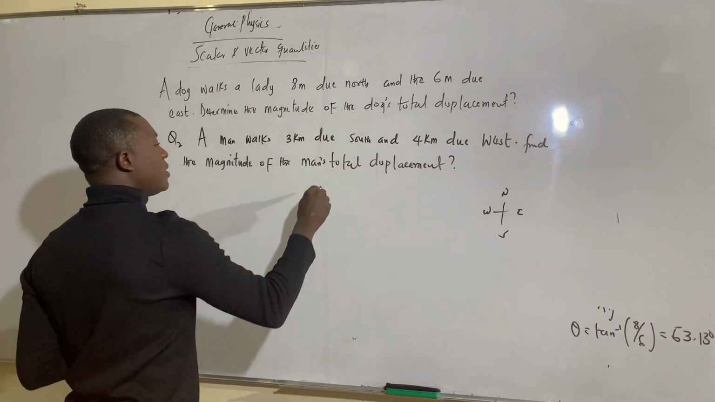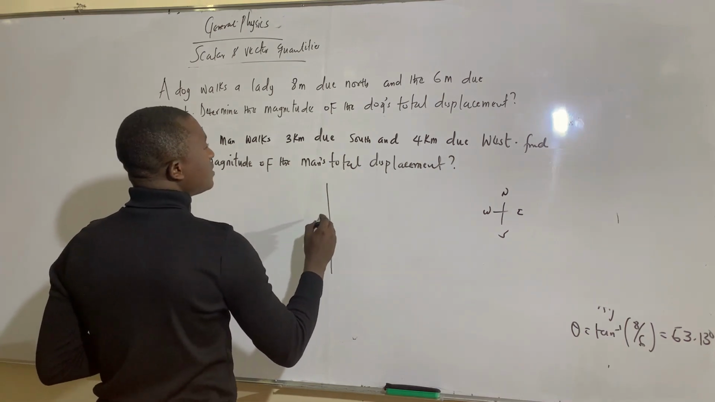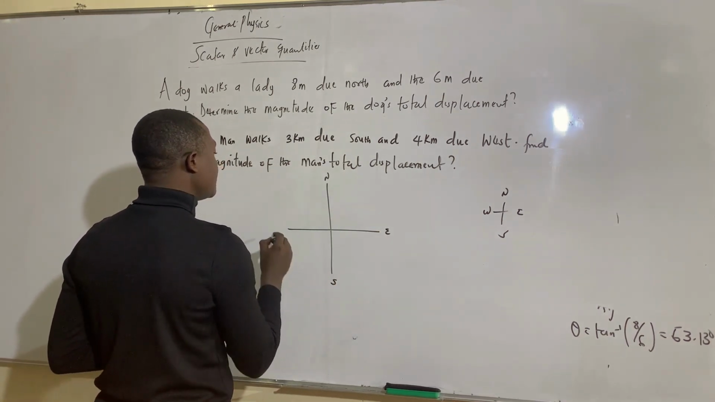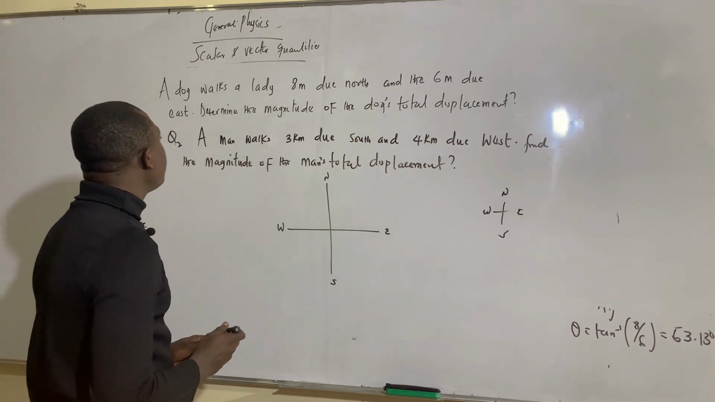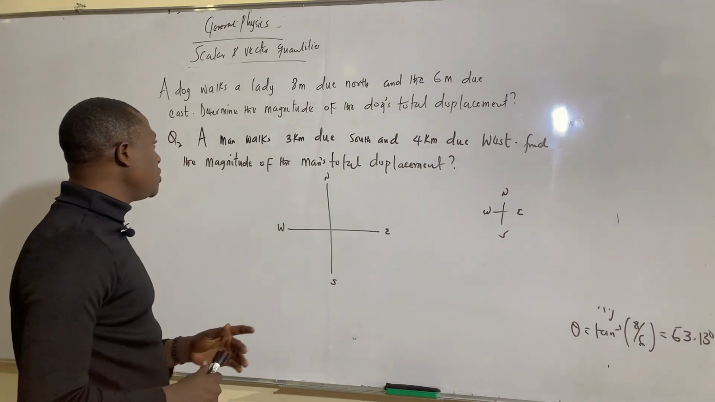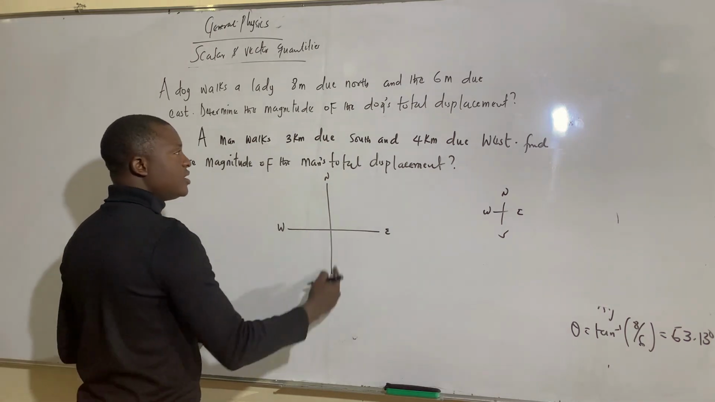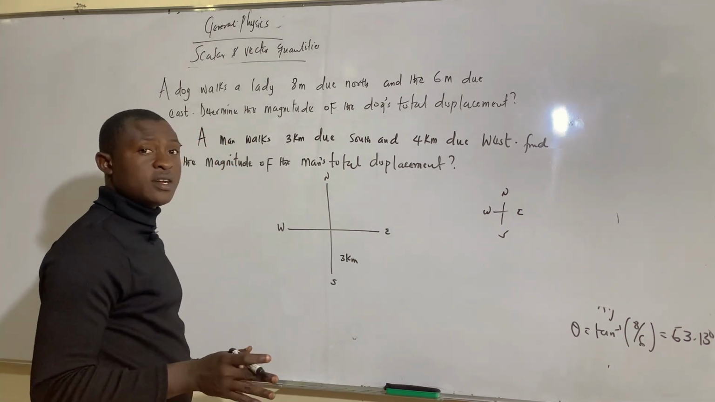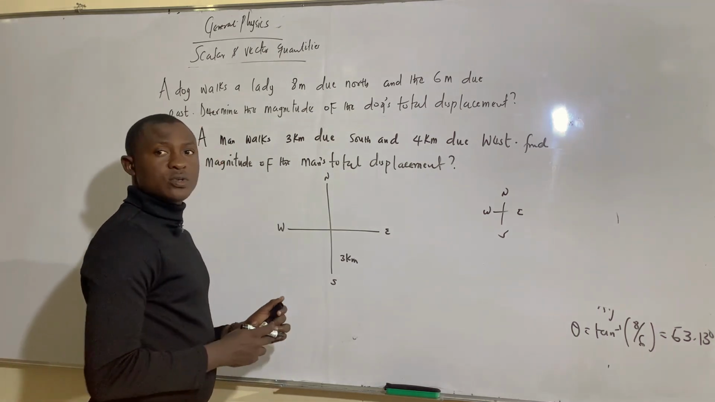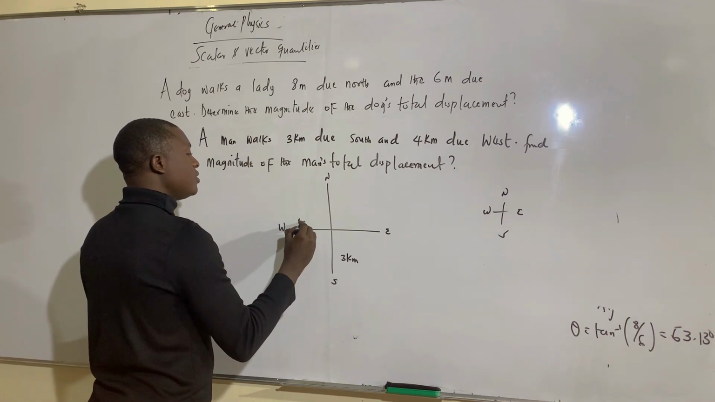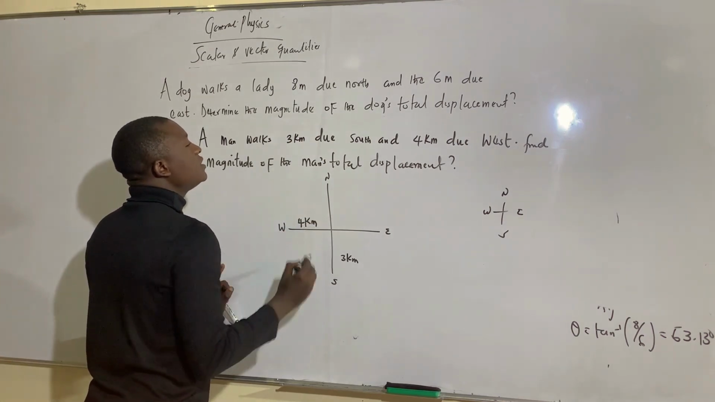So now, normally I will have to draw my shapes. This is north, this is east, this is south, at the same time, this is west. So they say the man walks 3 kilometers due south. This is south here. It walks 3 kilometers due south. You can see the first one is north and east, right? So it doesn't matter. So due south, then 4 kilometers due west.